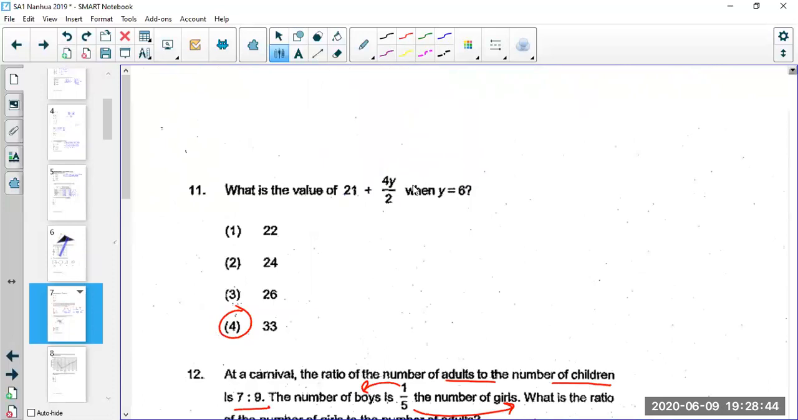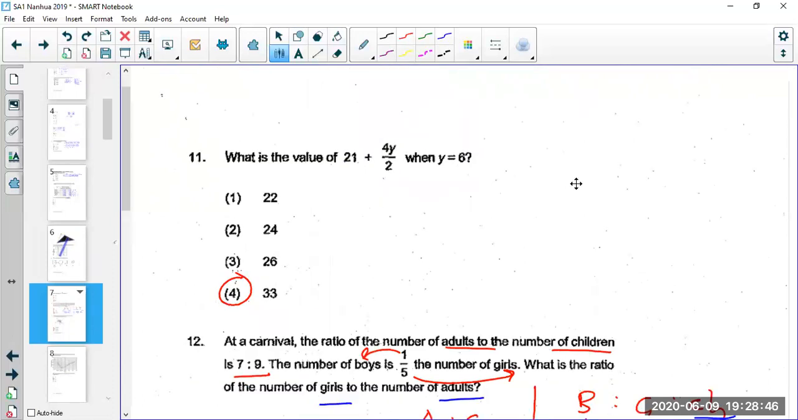Okay, question number 11. y equal to 6. So you have 21 plus 4y. 4 times y. Okay, 4 times y. Then you divide by 2. So you have 21 plus 12. And then you will get how many? 33. Okay, now next one.